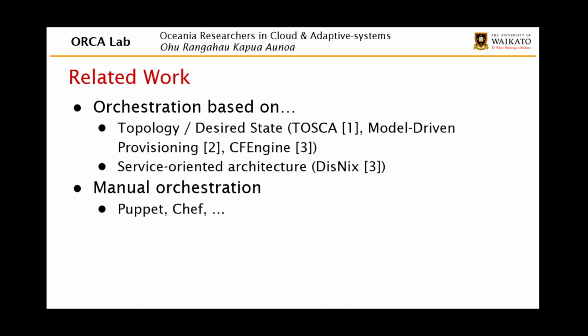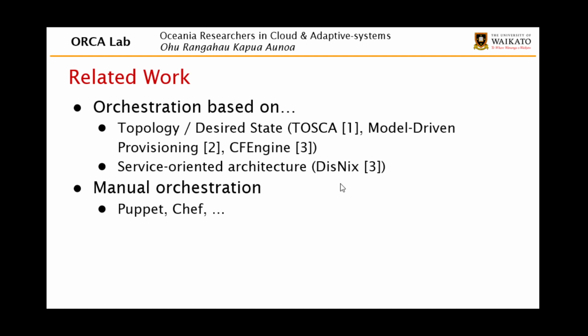So we've got a few different approaches out there for modeling and orchestrating cloud operations. We've got ones which are based on the topology of the system or the desired state of the system, and so I've listed a few different systems which are in my citations document. I've put these together under one bullet point because they suffer from similar drawbacks, which we'll go into later. And then you've also got a service-oriented architecture approach to orchestration. So Disnix is a configuration manager built upon a package manager for Linux called Nix. And this is actually quite similar to the system that we're going to be investigating today.